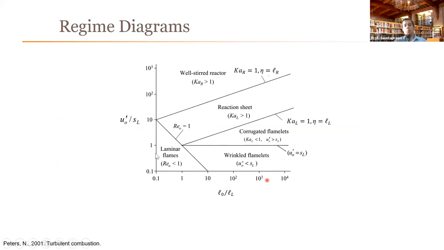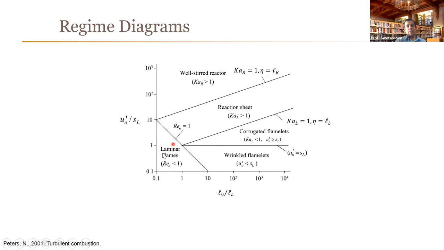And in this log-log plot, we can draw the iso-Karlovitz number line where the Karlovitz number is equal to 1 based on the preheat zone thickness, and it has a slope of 1/3. The reaction Karlovitz number line is also here, with a slope of 1/3. And there is a Reynolds number line, because the Reynolds number is essentially the product of these two ratios, so it has a slope of -1. Based on these three lines, as well as this line, which is essentially the ratio of u-prime by S_L, we can draw the regime diagram.